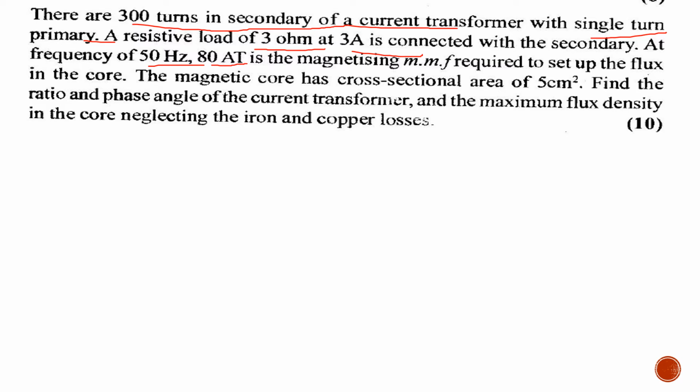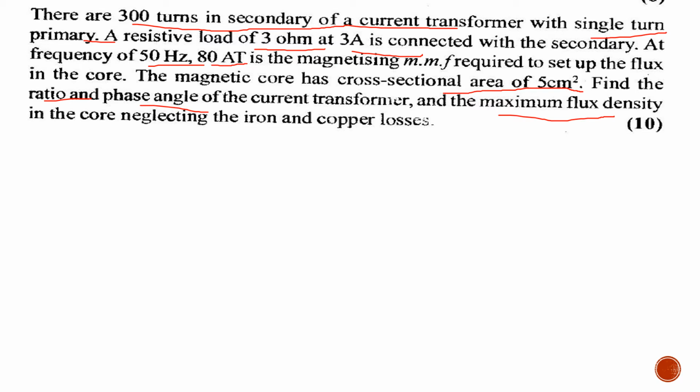The magnetic core has a cross-sectional area of 5 cm square. Find the ratio and phase angle of the current transformer and the maximum flux density in the core, neglecting the iron and copper losses. So in this question we are asked three things: the maximum flux density, ratio, and the phase angle of the current transformer. So this question will be solved in three parts, where in part 1 we will be calculating the maximum flux density, in part 2 we will be calculating the ratio error, and in part 3 we will be calculating the phase angle of the current transformer.